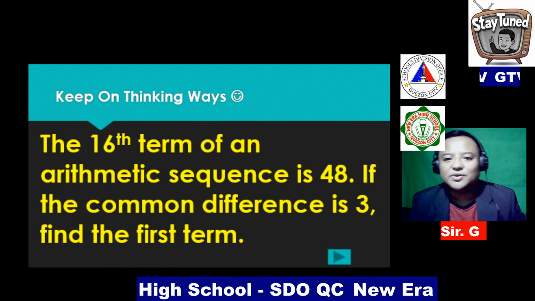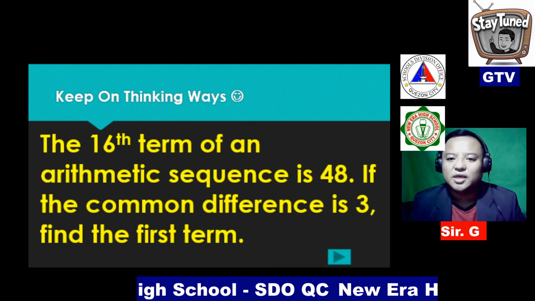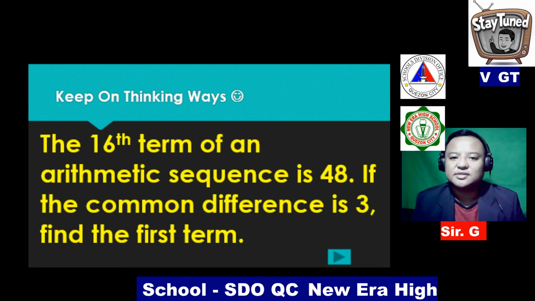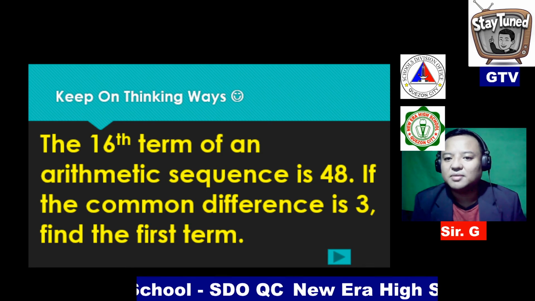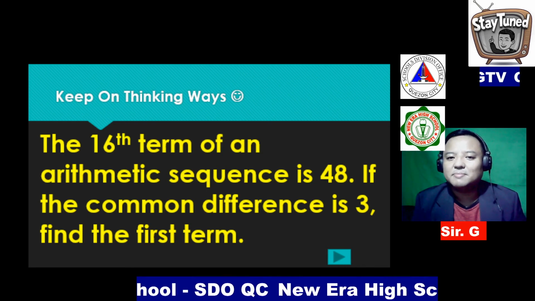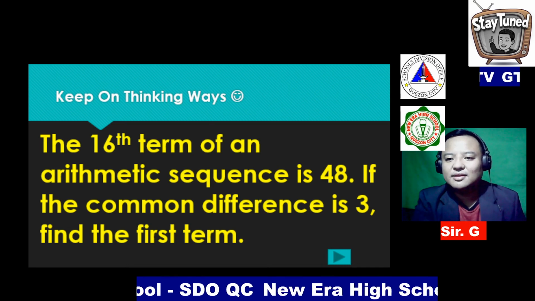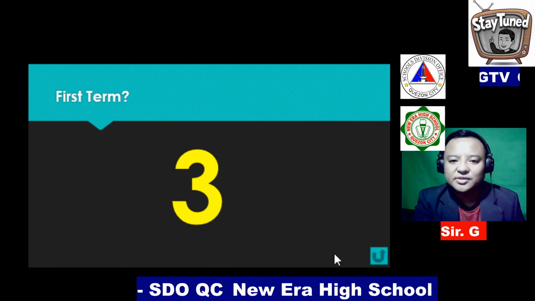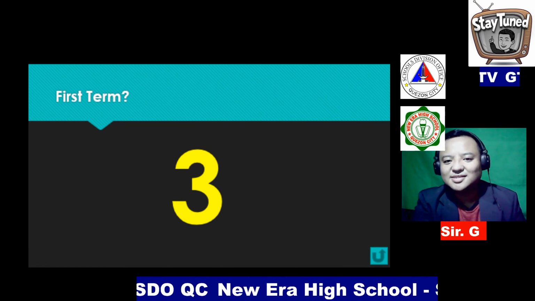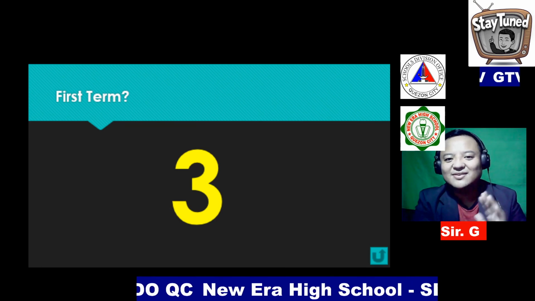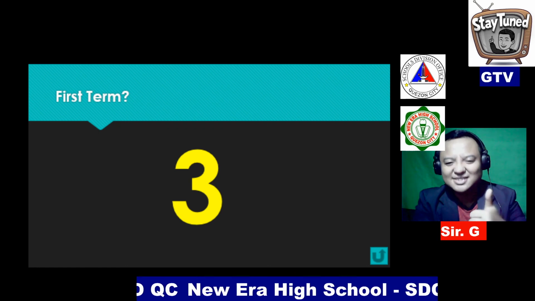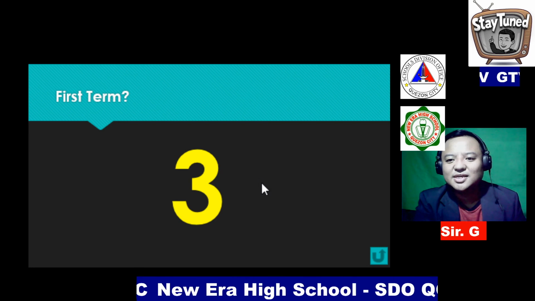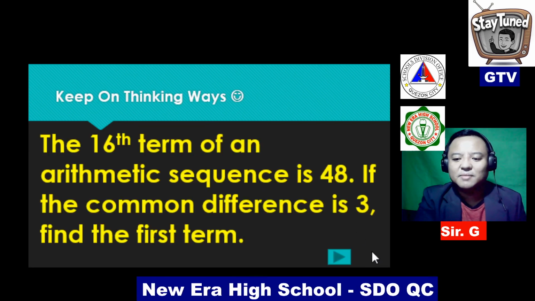The 16th term of an arithmetic sequence is 48. If the common difference is 3, find the first term. Again, pause the video for 5 minutes, then play. Alright, and the first term on that sequence is 3. Did you get that? Alright, congratulations guys. Sabi sa inyo, kayang-kaya natin yan. Alright, so let's proceed on our next problem.